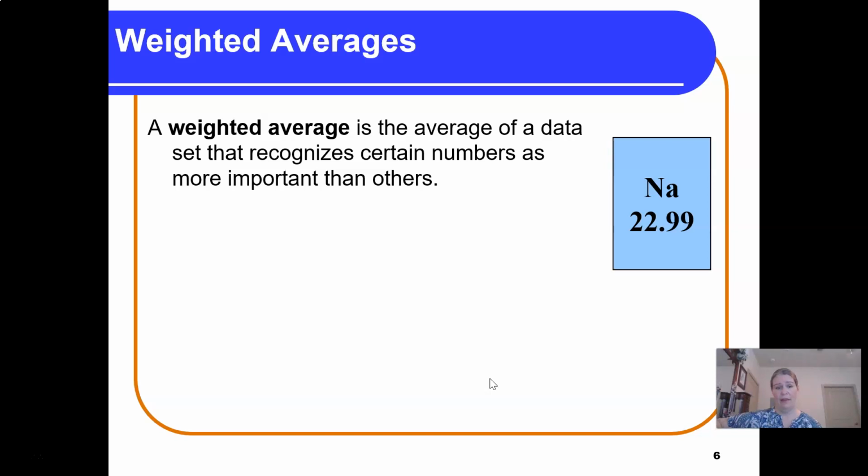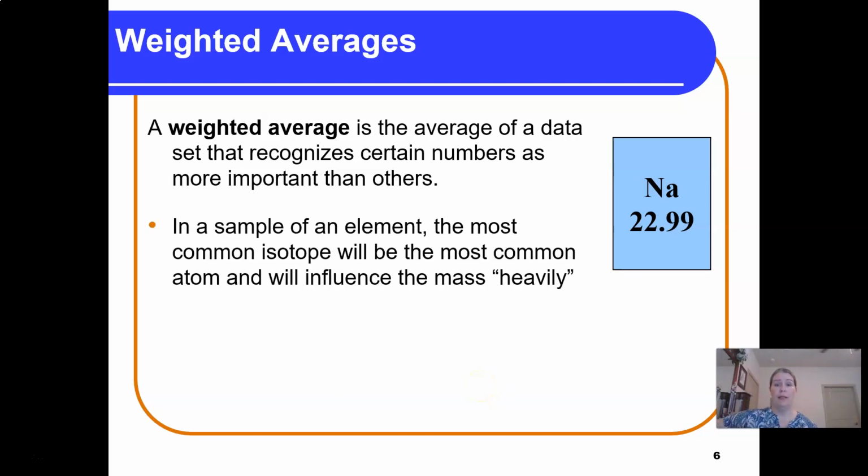How they get that is by doing something called a weighted average. And a weighted average is a little different than the average that you did in elementary school, because a weighted average takes into account the fact that some numbers are more important or more common than others. So for example, in a sample of an element, you'll have one isotope generally that is the most common. And so if I have to sit there and count atoms, most of them will have that common isotope, and that will influence the mass heavily.